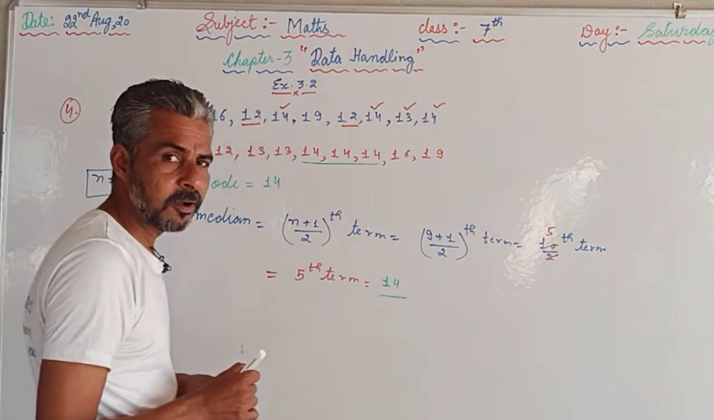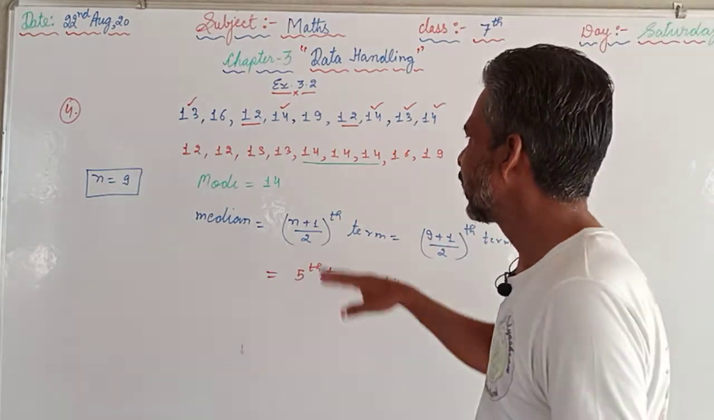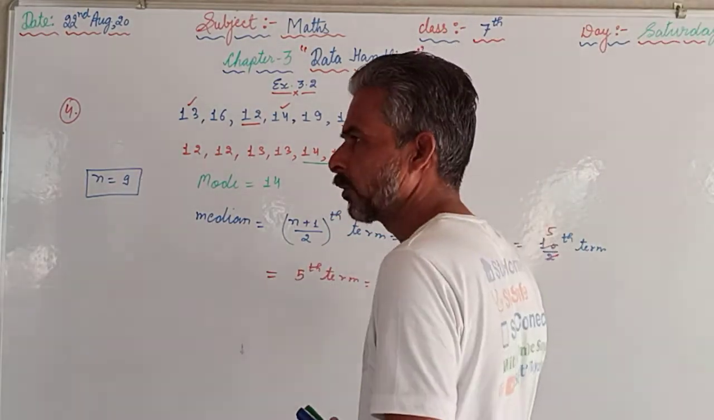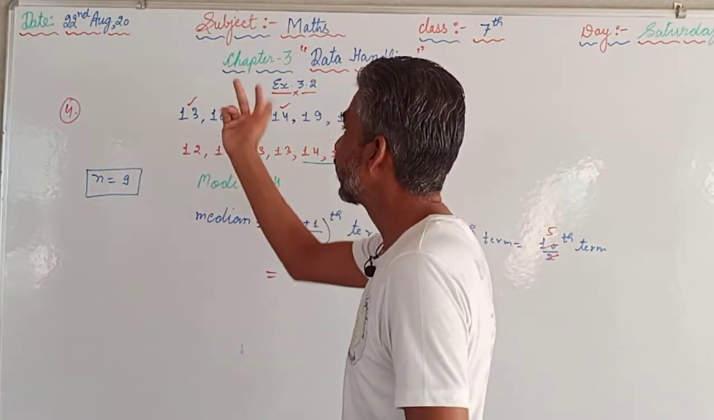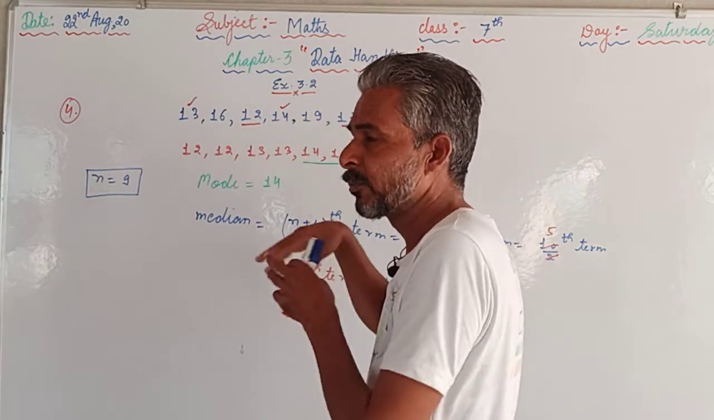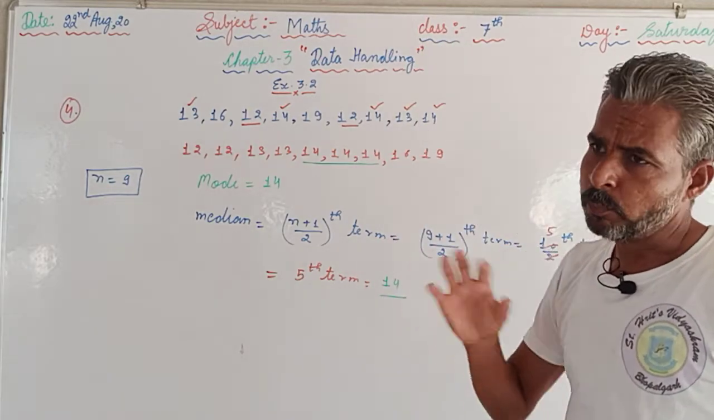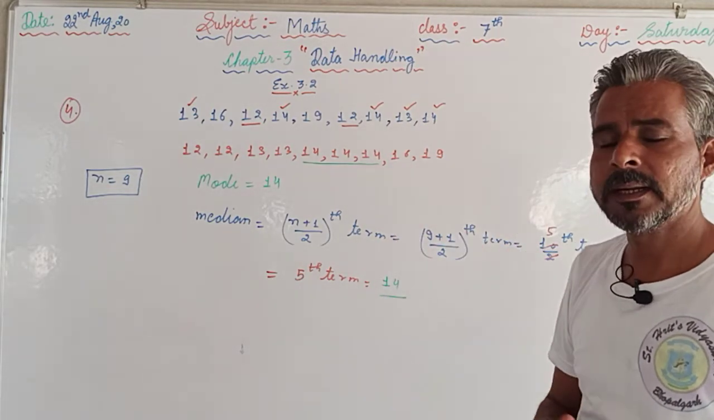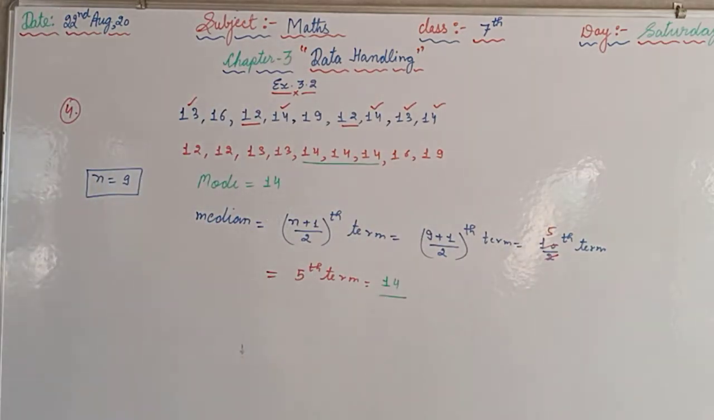What is the use of arranging these observations in ascending order? If we had not arranged them and found that the fifth term is the median, then from the original observations if we count 1, 2, 3, 4, 5, that would have been 19, and that would have been the wrong answer. So to find the mode or median, we are supposed to arrange the data in ascending order. That is our preference. First of all, we are supposed to perform that. Afterwards, we can start thinking about the calculation of mode and median.